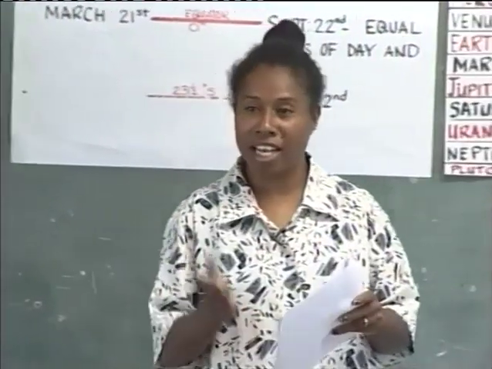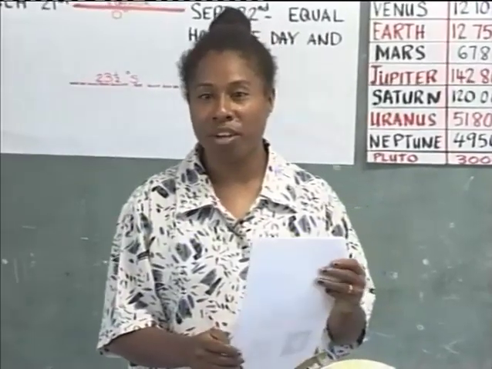I have found that the planets near the sun have heavier materials than the planets far away, so Earth is much heavier than Jupiter, so it turns slower than Jupiter. Very good. And that's the answer I was going to also give you.